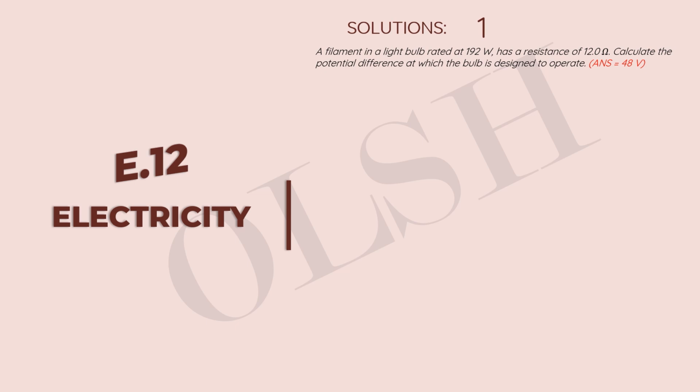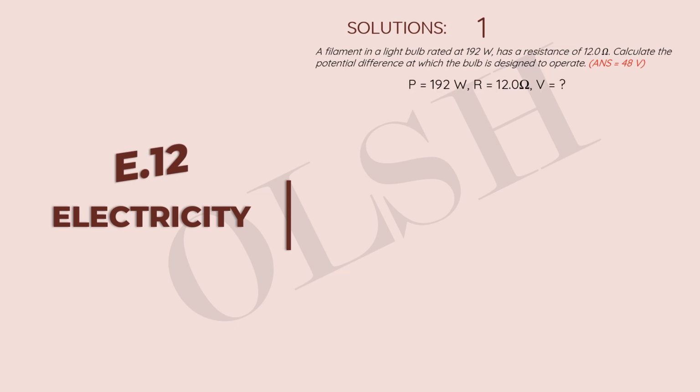So what the question is, okay, probably you went to the market, you got a light bulb, and on the packet of the light bulb you see it's rated for 192 watts, and the resistance of this light bulb is 12 ohms. So what is the potential difference, or what is the voltage that this bulb is designed for? What voltage are you supposed to place on the two pins of the bulb to operate this bulb? That's what this question is.